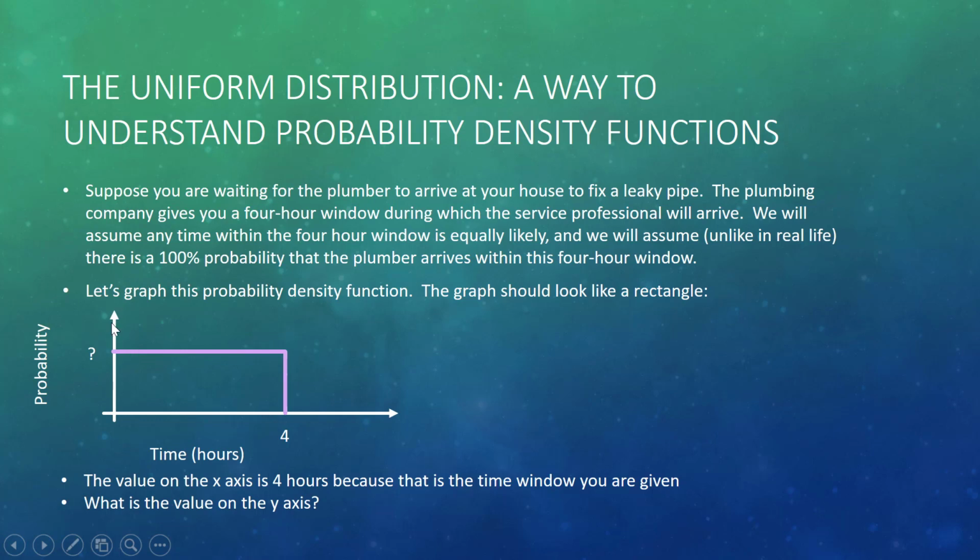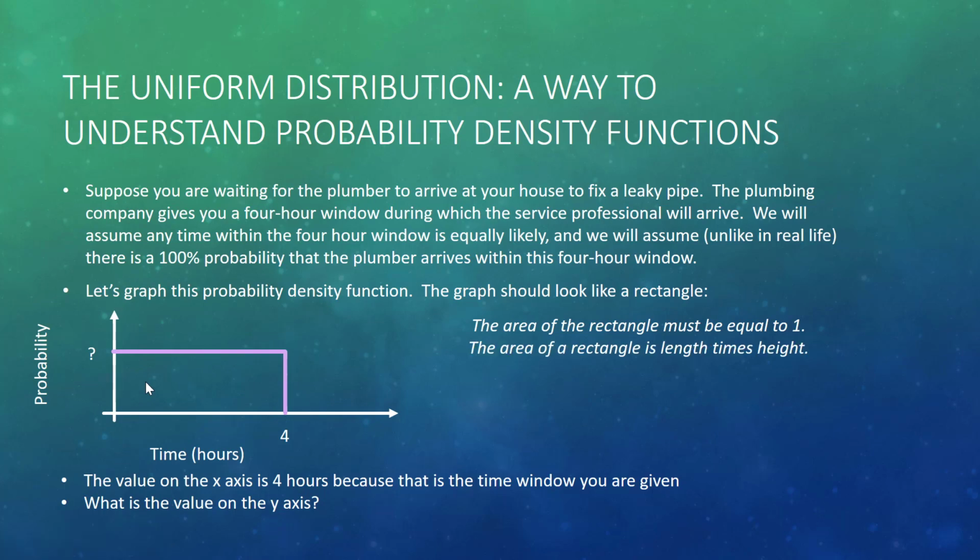What about the value on the y-axis? How do we know what that probability should be? Well, we know that the area of this rectangle has to equal 1. We know the area of a rectangle is length times height. So we have the area of 1, right? Because remember the area is a probability. It's 100% or 1. So we have 1 is equal to the width, 4, times the height right here, which is our question mark. So if we just use a little bit of algebra and divide both sides by 4, we find out that the height of this graph is 1/4.